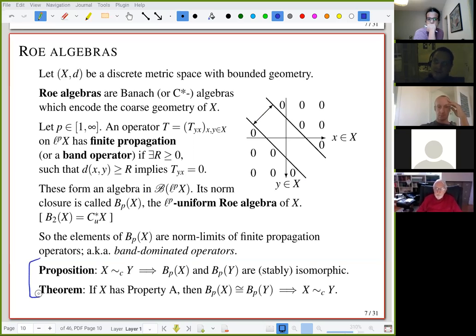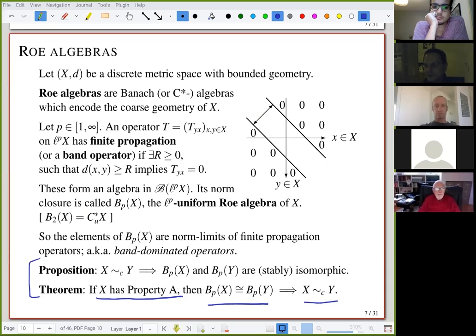You can ask whether you can go back. So how well do these things encode the coarse geometry of the underlying space? Here's a sample theorem. That's a question which has not been fully understood or answered. There are only partial answers, which are generally positive, and they go like this. You assume something about the space, that it's reasonably nice. If you remember my hierarchy of coarse properties, it's in the middle there. So if X has property A, then isomorphism of the algebras does imply coarse equivalence of the underlying spaces. I'll come back to these things. These are so-called rigidity results, and this is one sample of those.